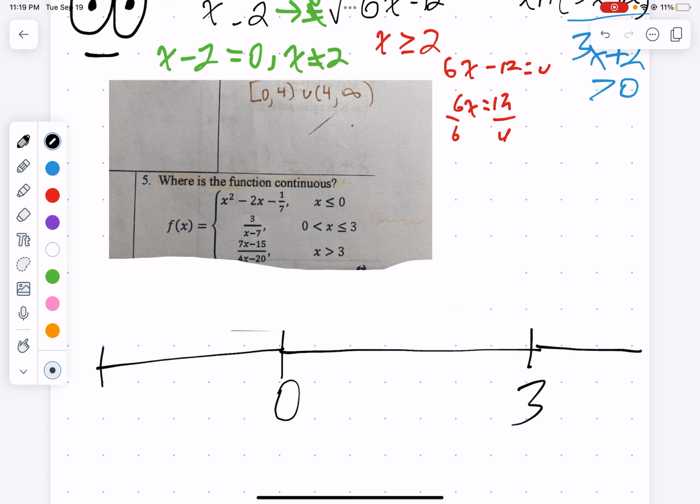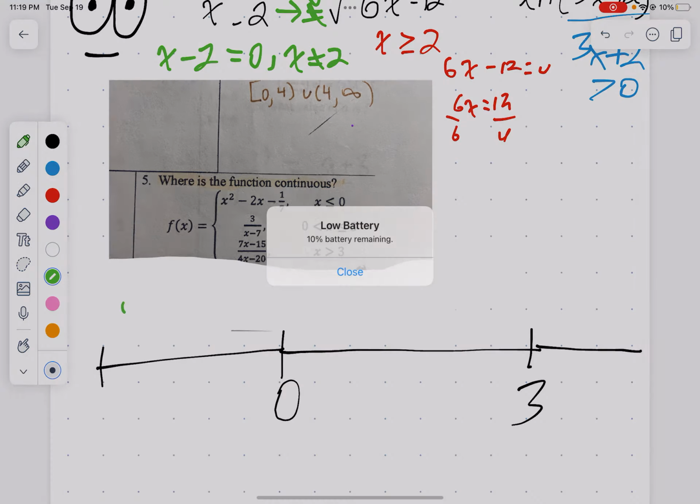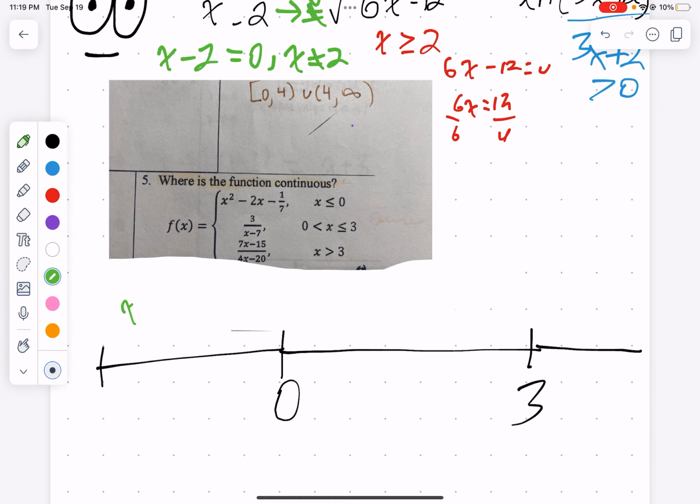Basically for this first one, it's saying when x is less than or equal to 0, that's our function. So we're going to put this first function over here: x squared minus 2x minus 1 over 7. That's basically over here, from here all the way to here.